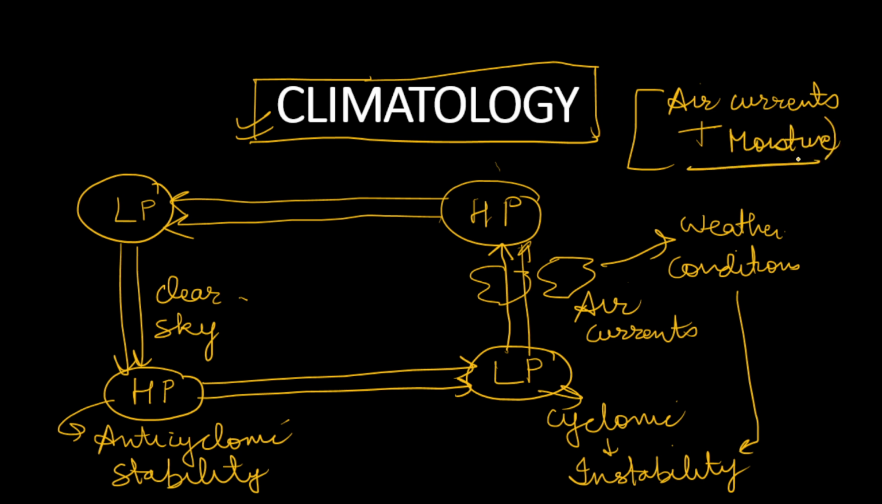And this is known as convectional currents. That is why, due to the presence of air currents and moisture, you will find clouds in this region, and there is a high amount of rainfall near low pressure situations. So this is about high pressure and low pressure. These are some of the basic concepts which you should know.